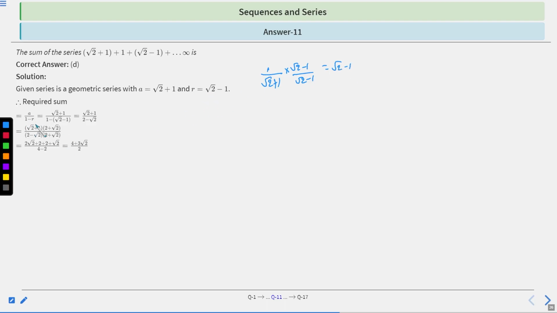So the required sum is A upon 1 minus R. So A is root 2 plus 1 and R is root 2 minus 1. So we get root 2 plus 1 upon 2 minus root 2. Now in the denominator there is an irrational part, so we generally rationalize it. So we multiply and divide by 2 plus root 2. After solving, we get 4 plus 3 root 2 upon 2. So option D is the right choice.